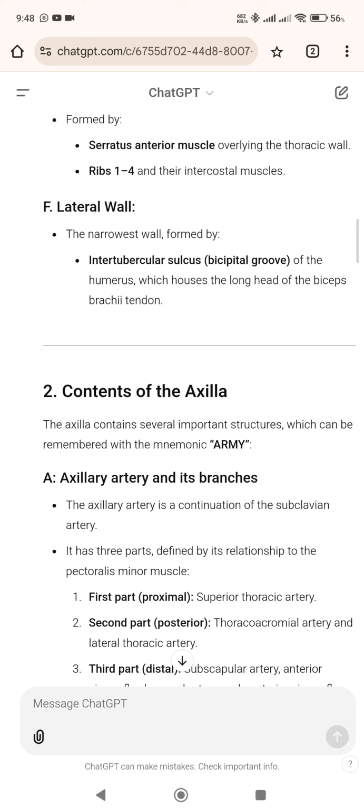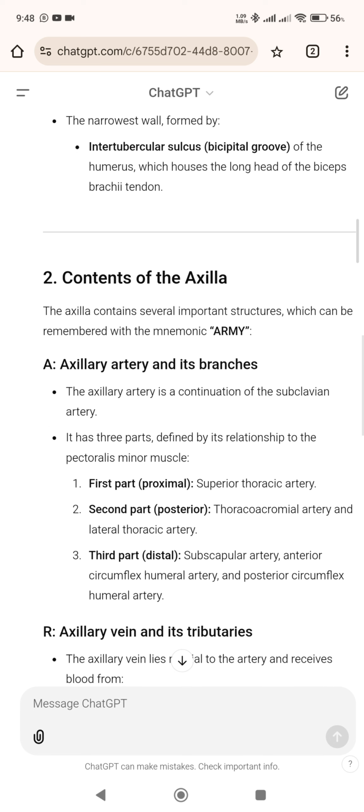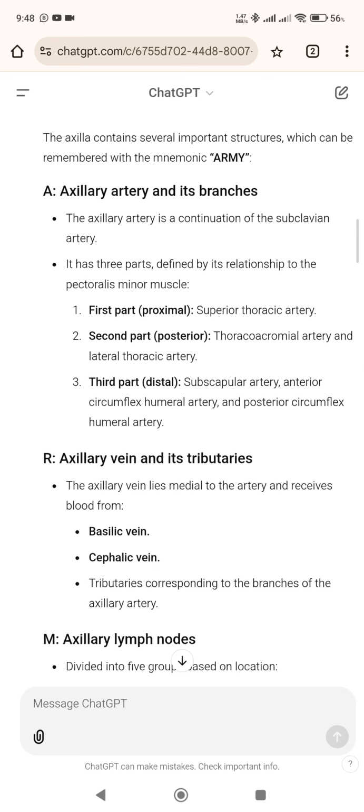2. Contents of the axilla. The axilla contains several important structures, which can be remembered with a mnemonic. A, axillary artery and its branches. The axillary artery is a continuation of the subclavian artery. It has 3 parts, defined by its relationship to the pectoralis minor muscle.